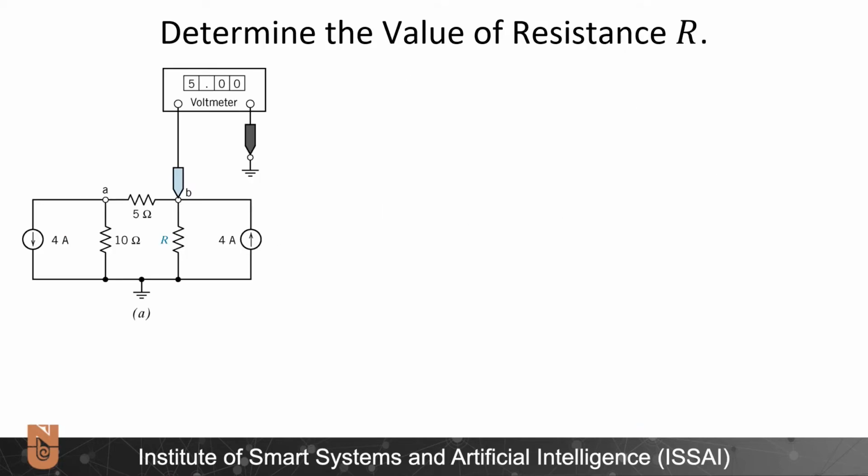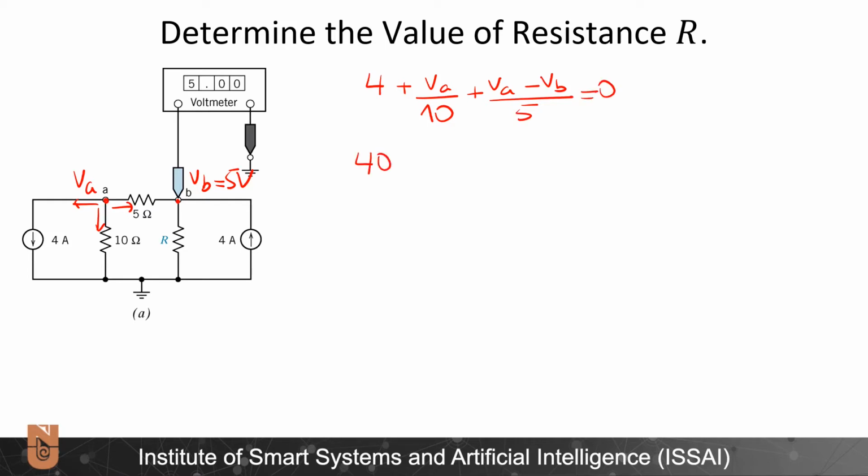Okay, in this example, I need to find the value of resistance R, and we can do this by doing node voltage analysis. Let me start by defining my node voltages, VA, and here VB, but I know what VB is because I have a voltmeter measurement, which is equal to 5 volts. This will be quite helpful for me. Let me try to write the KCL for VA. So this current is getting out, this current is getting out, and this current is getting out. 4 plus VA over 10 plus VA minus VB divided by 5 is equal to 0.